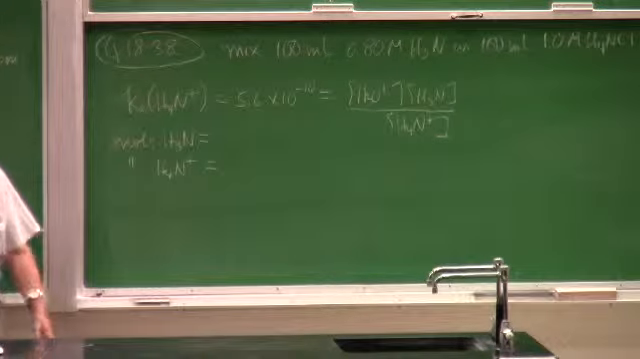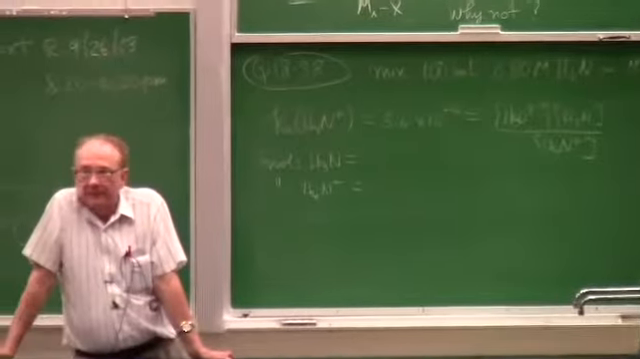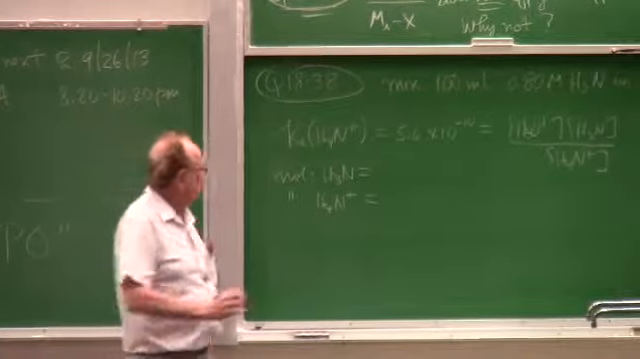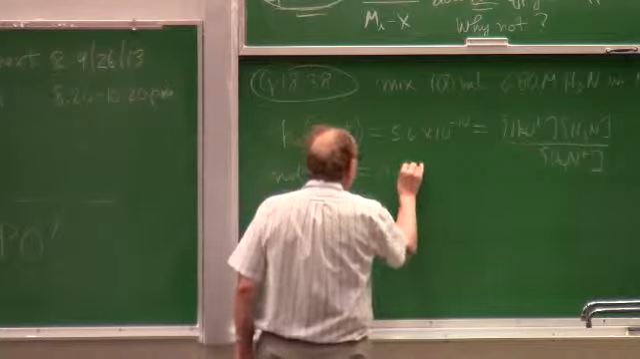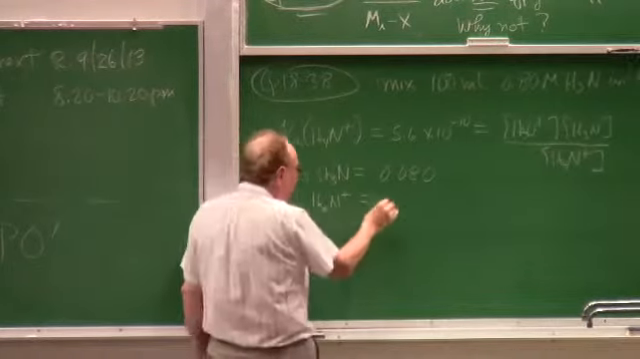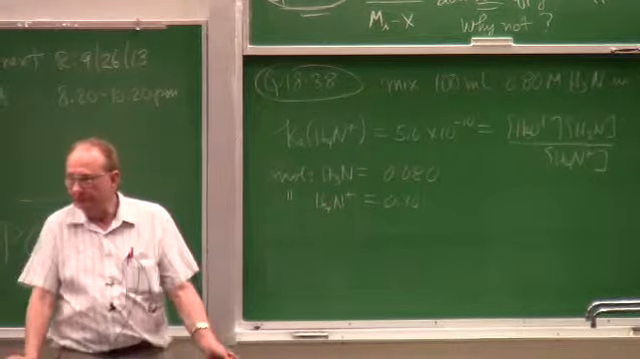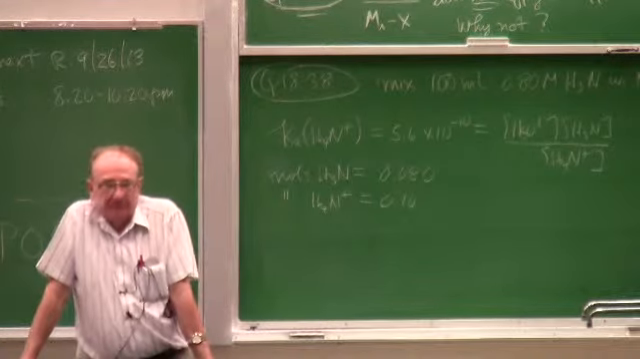How many moles of ammonia did we get initially? 0.080. Ammonium ion, 0.10. Now comes the HCl gas.